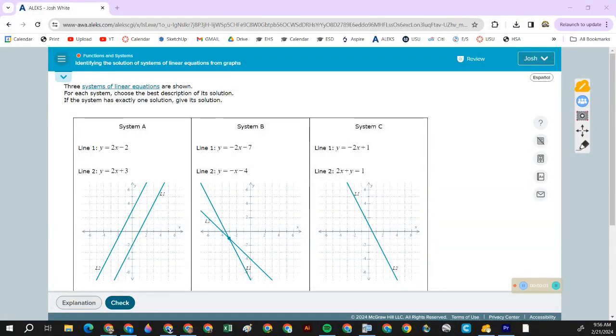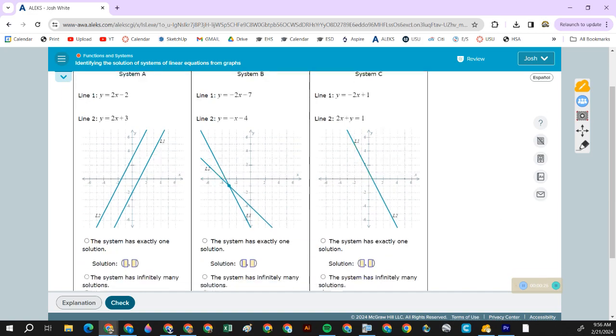This is 9.4, and we're going to be graphing lines and finding the solution. So there are three different scenarios when you graph a line. Either you have two lines that are parallel, or you have two lines that intersect at a single point, or you have two lines that are actually two copies of the same line.